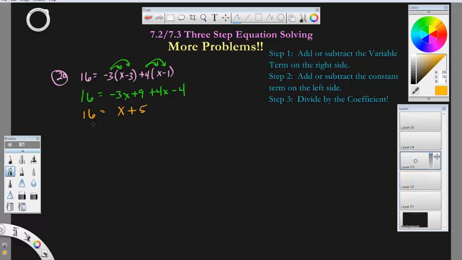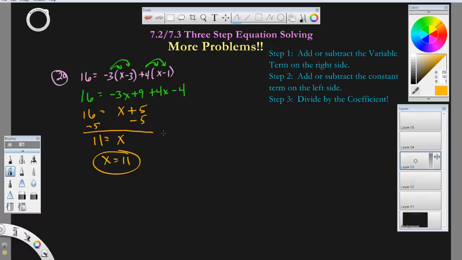And you can see that this thing boiled itself down to a 1-step problem. I just simply subtract 5 from both sides. Equal signs nice and lined up there. 16 minus 5 is 11. X equals 11. This says 11 equals x, and you can write it x equals 11 if you wish. It does not matter.